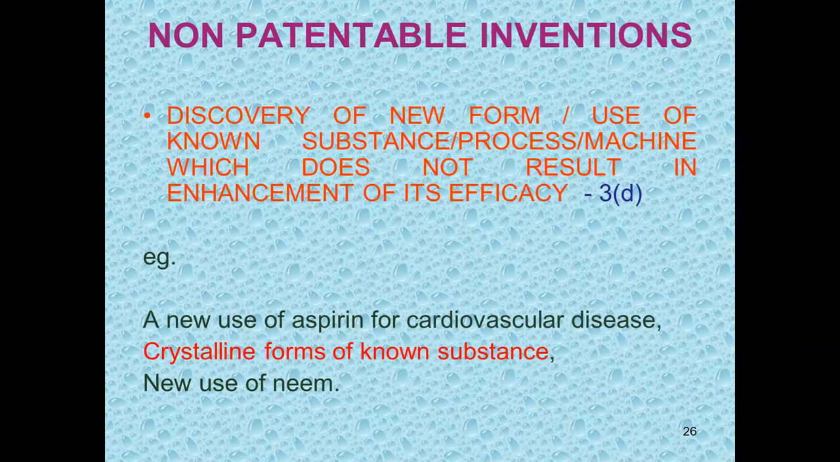Can I apply for a patent? You can apply, but we will refuse your application under Section 3D, telling aspirin is already known, aspirin has already been patented, and the same composition only you are also again claiming, but only the use is differing. The earlier person told it is for headache, now you are telling it for heart attacks. So new use of a known product, we don't give patent under Section 3D. At this stage, let 3D be known to this extent alone.